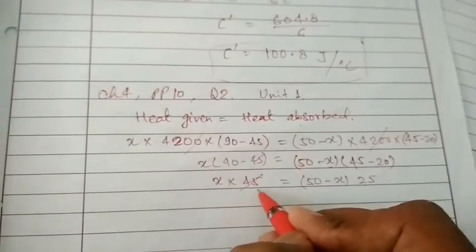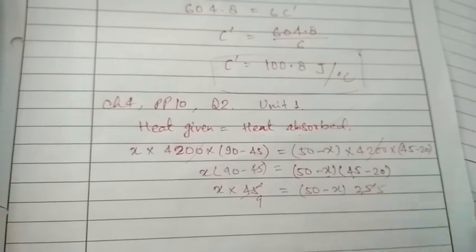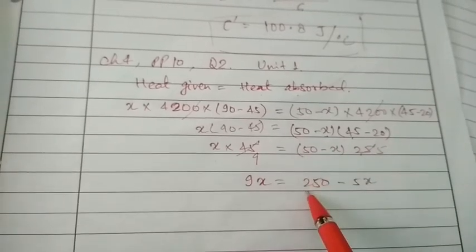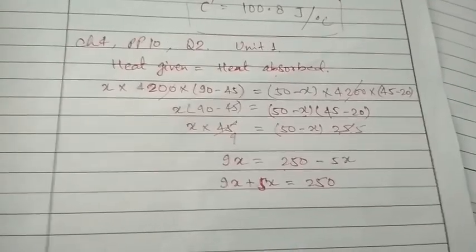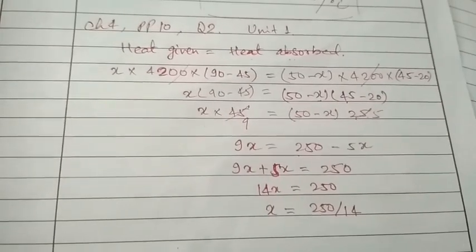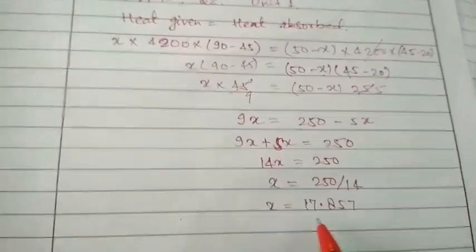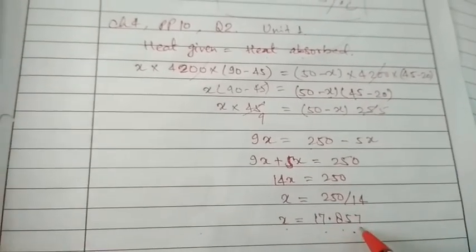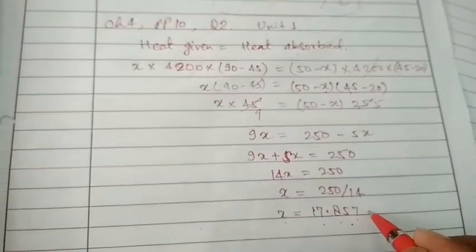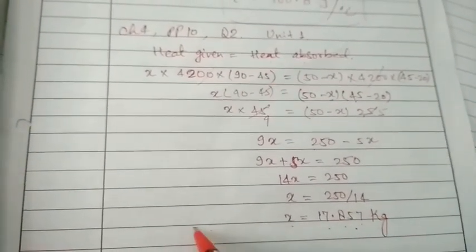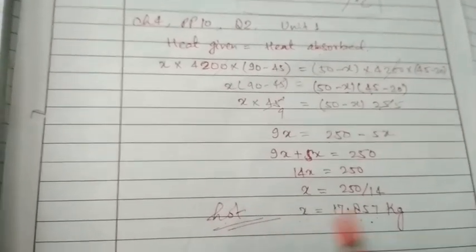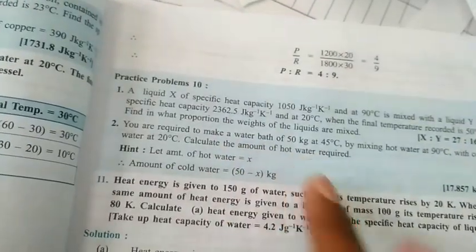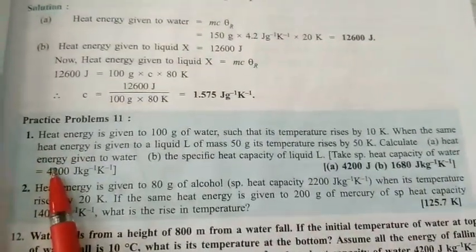Now divide by 5: 5 nines are 45 and 5 fives are 25. Now open that. So you can see 9x is equal to 5 multiplied by 50 minus x, which is 250 minus 5x. 14x is equal to 250, or x is equal to 250 by 14. So x gives 17.87857. You must know that this is the amount of water. All the water was in kg, so this will also be in kg. This is the amount of hot water. You can also calculate the amount of cold water, but in the question it is asked only about the hot water.